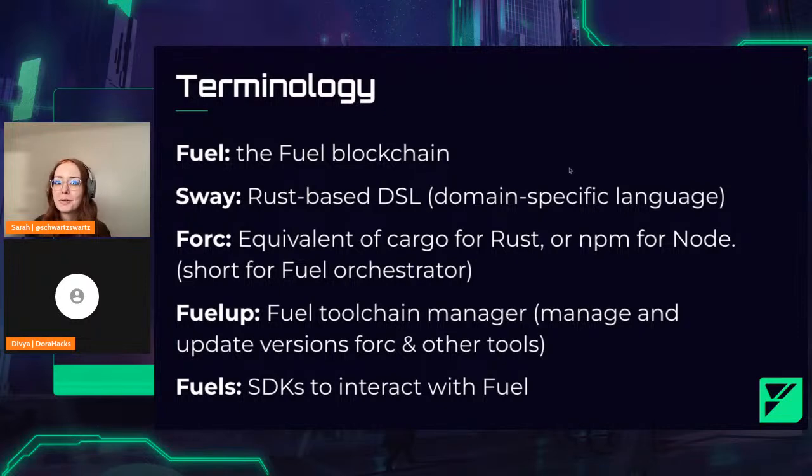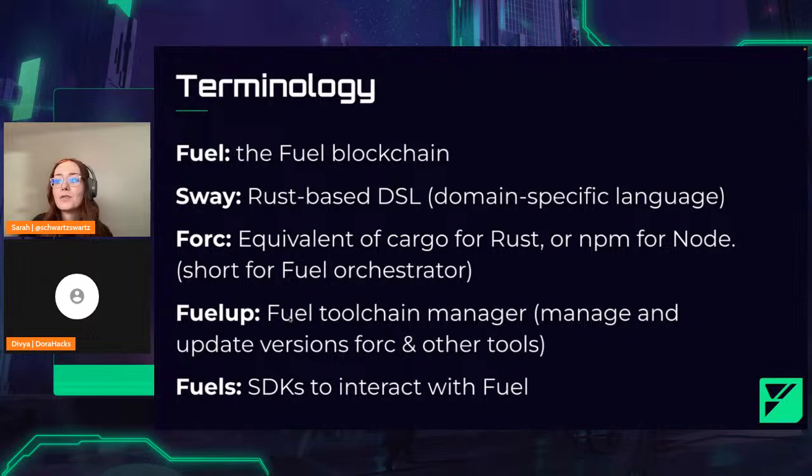Just before we begin, a quick overview of some Fuel terminology that you'll find really helpful. When I say Fuel, I'm referring to the Fuel blockchain or the Fuel network. Sway is our Rust-based domain-specific language. Forc is essentially the equivalent of Cargo for Rust or NPM for Node. It's short for Fuel Orchestrator, and you'll use it to create a new project, to build your contract, and to deploy your contract. You'll be using it a lot.